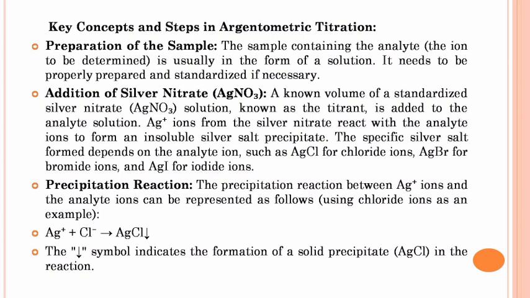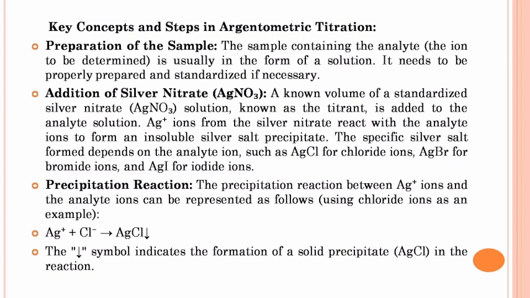Second, addition of silver nitrate, AgNO3. A known volume of a standardized silver nitrate, AgNO3, solution, known as the titrant, is added to the analyte solution. Ag+ ions from the silver nitrate react with the analyte ions to form an insoluble silver salt precipitate. The specific silver salt formed depends on the analyte ion, such as AgCl for chloride ions, AgBr for bromide ions, and AgI for iodide ions.